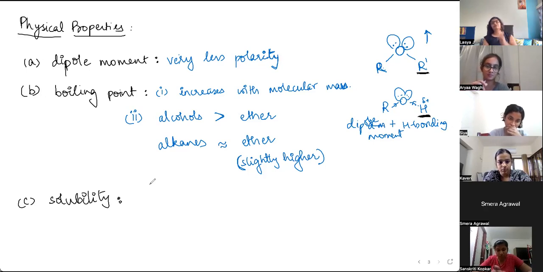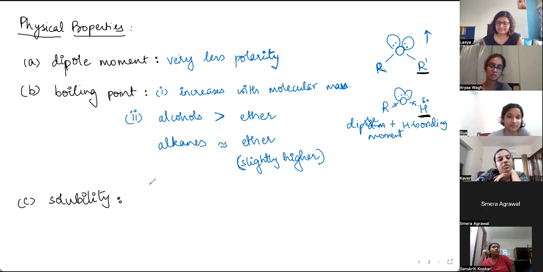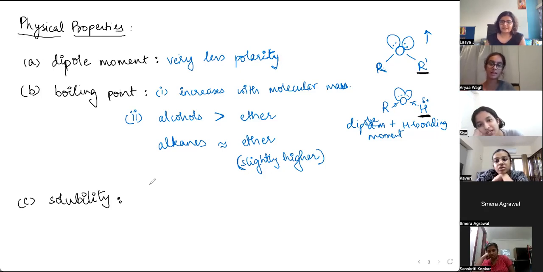Next, solubility. What do you guys think about the solubility? Soluble in non-polar solvent. Yeah, as with all organic compounds. What about solubility in water? It has very little polarity. So maybe it might be able to dissolve in water. Let's put soluble.